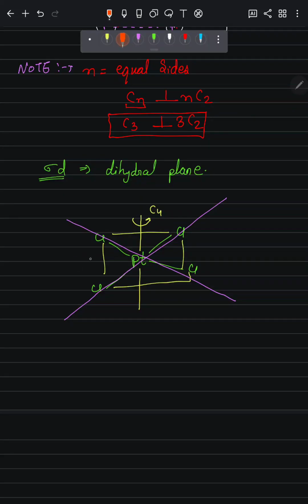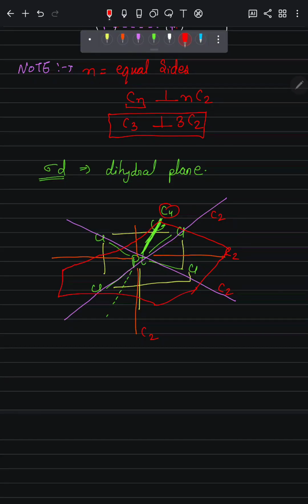Let's make it another color. One from the middle and one from here in the middle. So there are four C2s present, and if we take the dihedral plane, when a plane is passed from C4 to C2, all the way through the molecule, it cuts it into equal halves.